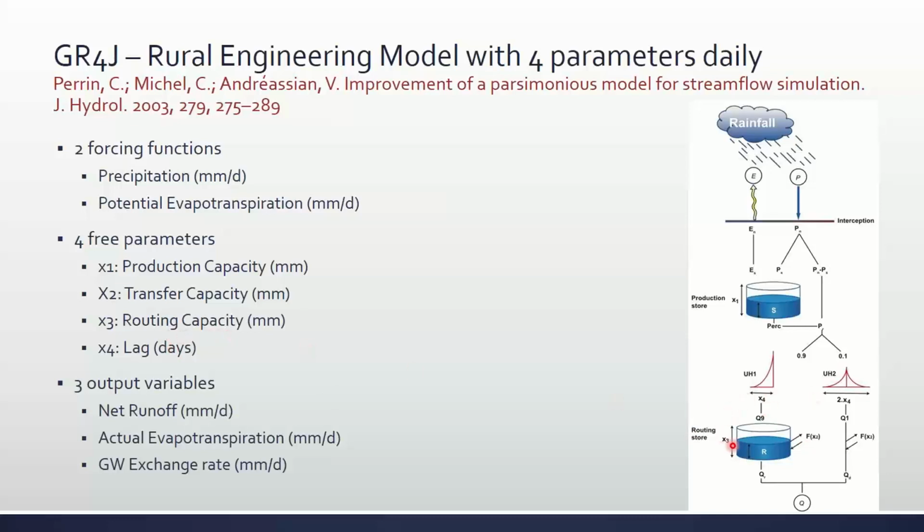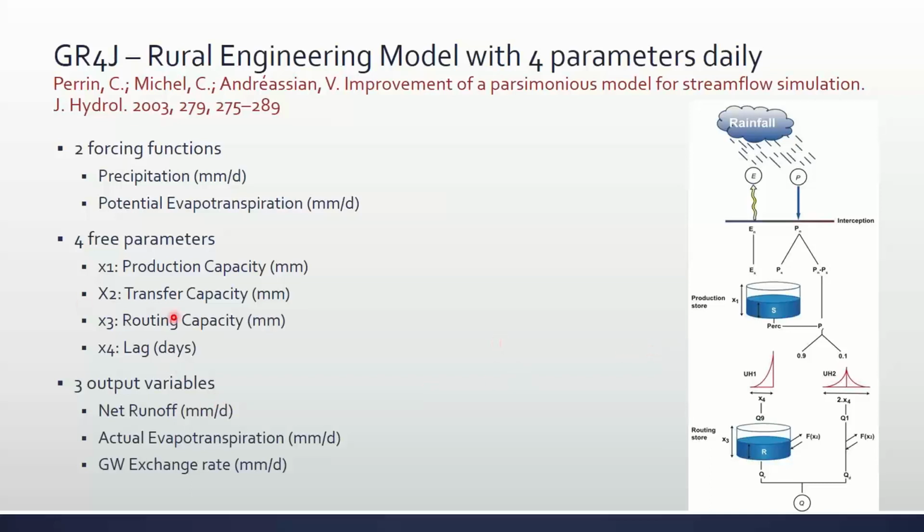The routing capacity is the depth of the routing store. Conceptually, that's more like where the interflow or slower flow will occur, so probably more physically related to the geology and soil cover. And you have the lag, which essentially is the time from a rainfall impulse to a peak flow.